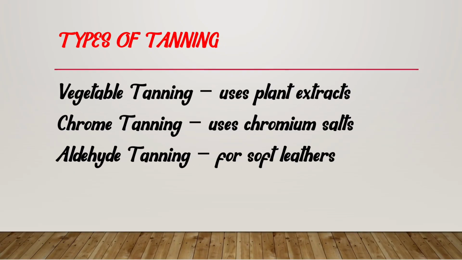Then types of tanning. First, vegetable tanning. In vegetable tanning they use plant extracts. Then chrome tanning. Chrome tanning means they use chromium salts. And then aldehyde tanning. This is for soft leathers.